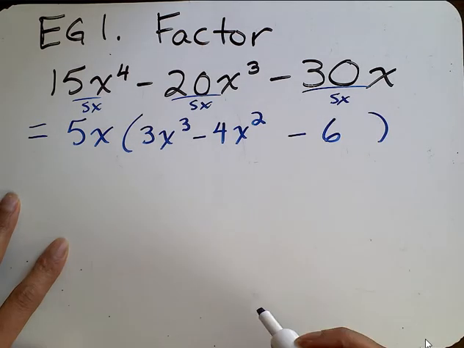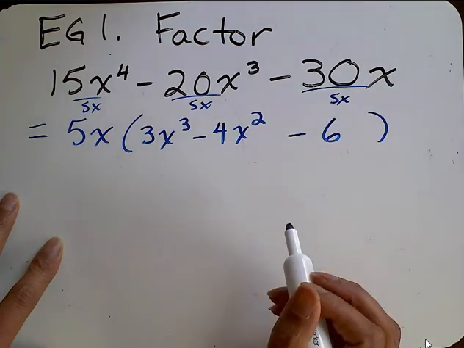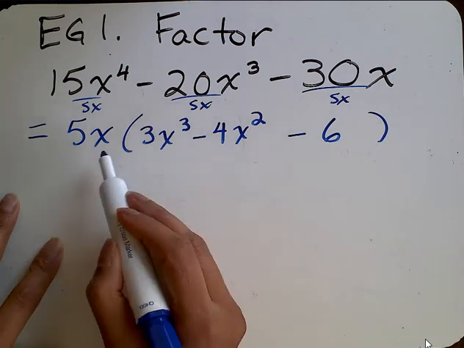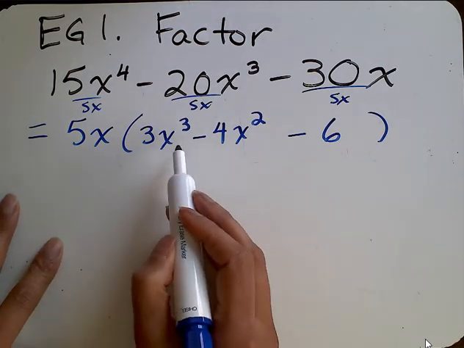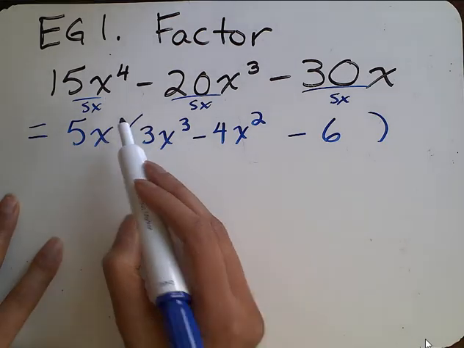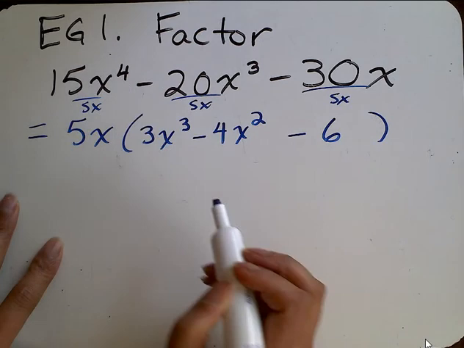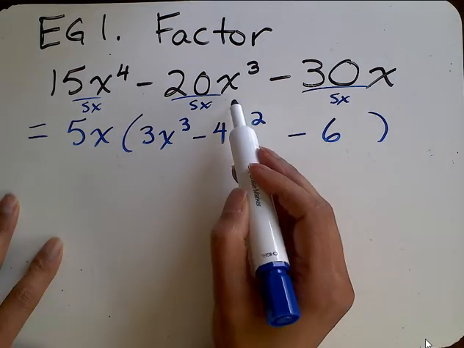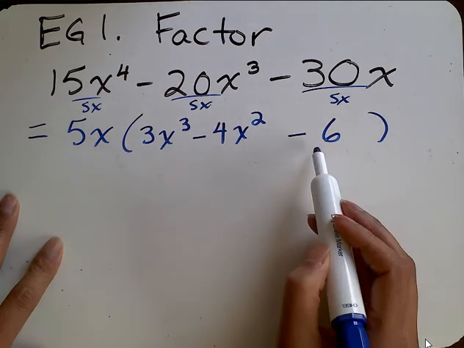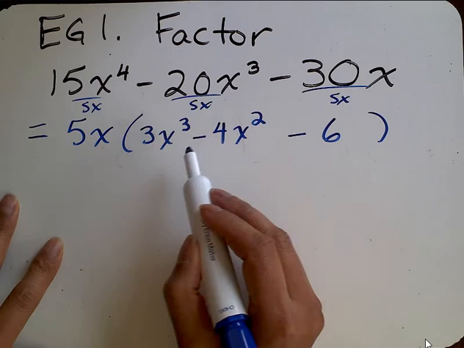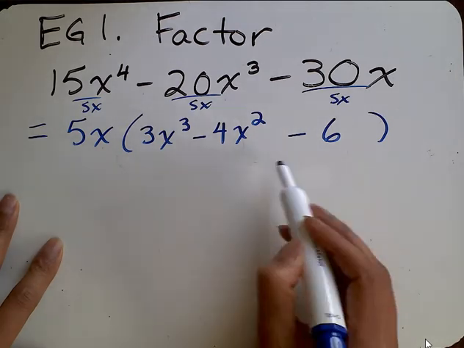It's always good when after we've common factored to quickly expand this out to make sure we've done this correctly. So 5x times 3x cubed is 15x to the fourth, right? If I put in that invisible 1 and add the exponents, I get the x to the fourth. 5x times negative 4x squared is negative 20x cubed, and then 5x times negative 6 is negative 30x, so it's correct. We do need to look here to see if we can factor again.